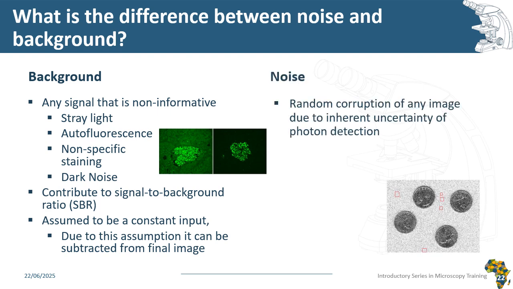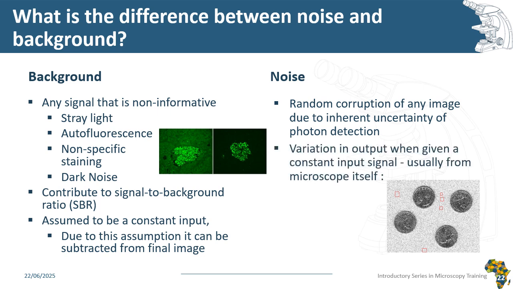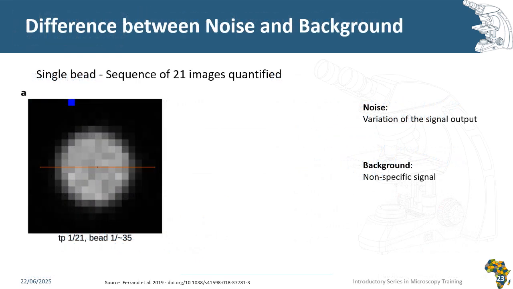Noise, on the other hand, is random corruption of an image, due to the uncertainty of photon detection. It can vary, so it is not good to assume it constant. Even if you give a constant input signal, there is a variation. It comes from the microscope itself, and you have different ways to quantify it and see it. There is the detector, the signal amplification, the sensor you're using, the camera you're using, and so on.